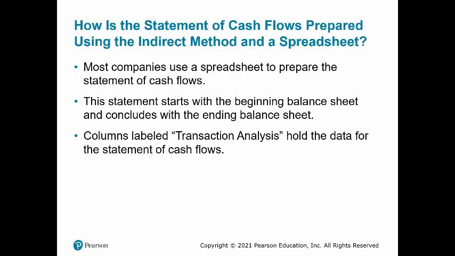The two middle columns, one for debit amounts and the other for credit amounts, complete the spreadsheet. These columns are labeled transaction analysis, and they hold the data for the statement of cash flows. Then the accountants can prepare the statement directly from the lower part of the spreadsheet.